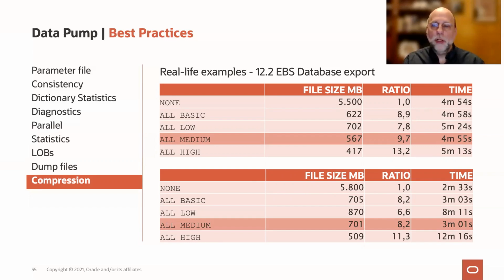Medium gives a good compression ratio, better than basic, better than low in the first case, and same as basic, and still better than low in the second case. And it gives you really good performance. With high compression, the performance can really vary. You can see in the first case, the time for high compression wasn't that much slower than medium, but in the second case, it was a factor of 4 different. And paradoxically, sometimes the low compression can actually take longer than medium.